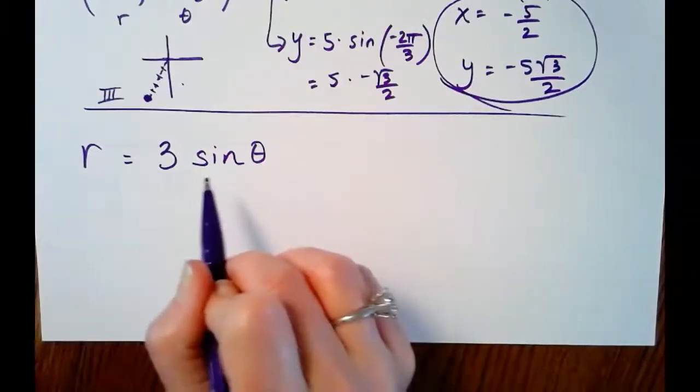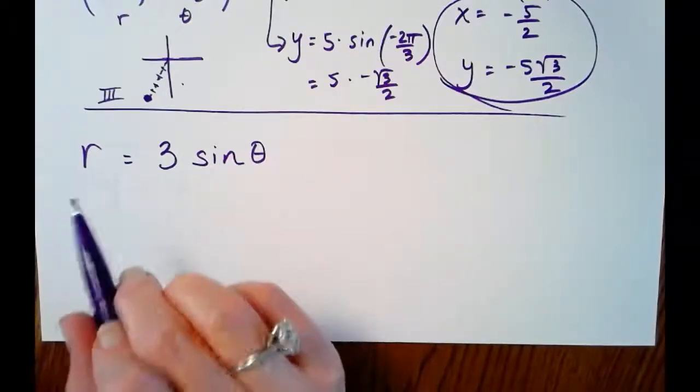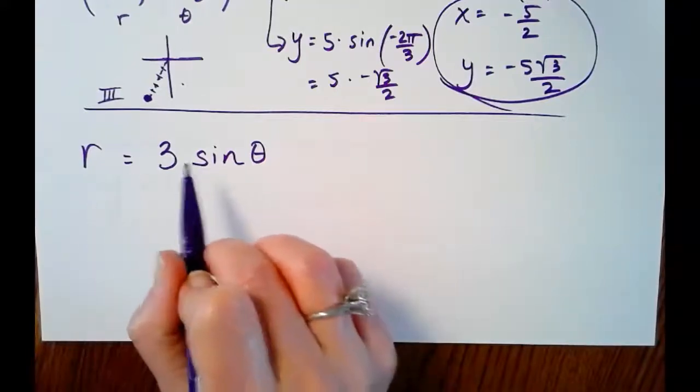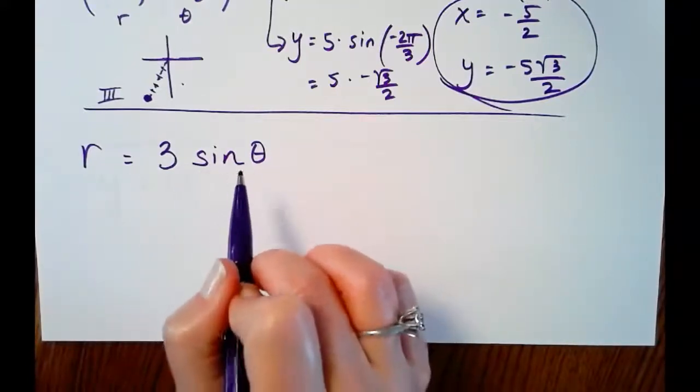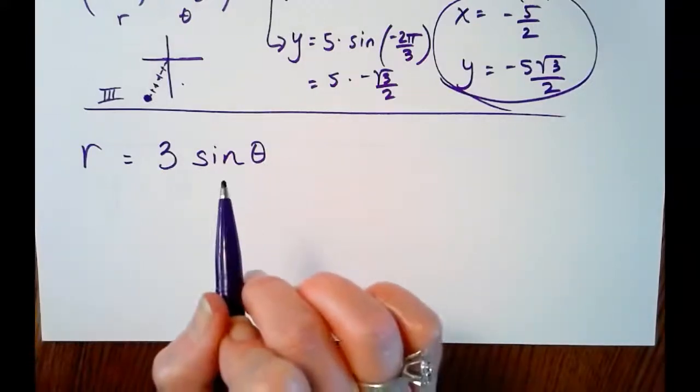But if we were to square both sides here, we would end up with r squared, which would be great since r squared is equal to x squared plus y squared. But if we square the right-hand side, it's going to make a mess. It's going to make 9 sine squared. We don't know anything to do with that.